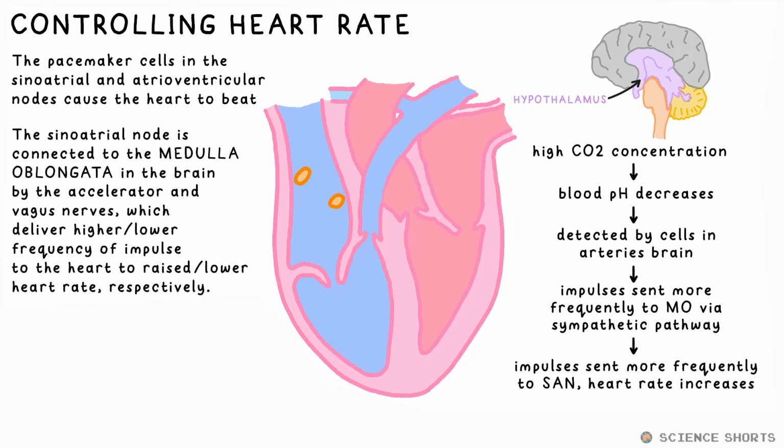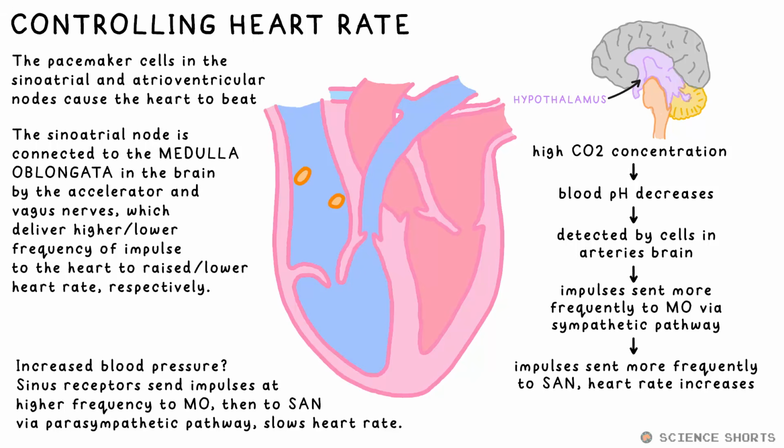High CO2 blood concentration is detected by chemoreceptors in some arteries and the brain due to its effect on the blood's pH. They send impulses more frequently to the medulla oblongata via the sympathetic pathway, which then in turn sends impulses more frequently to the sinoatrial node, increasing heart rate. Increased blood pressure is detected by receptors in the sinus. They send impulses at a higher frequency to the sinoatrial node via the medulla oblongata and the parasympathetic pathway, which slows heart rate and reduces pressure.